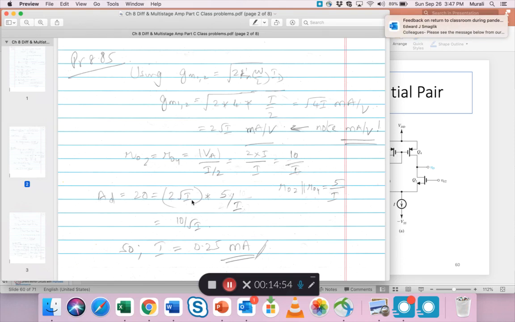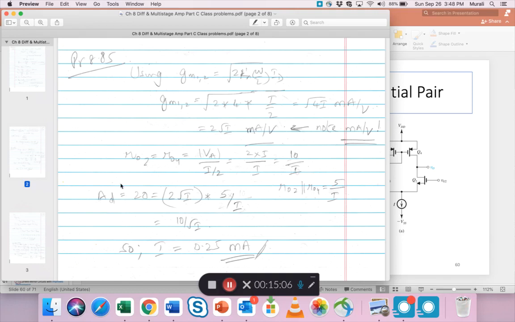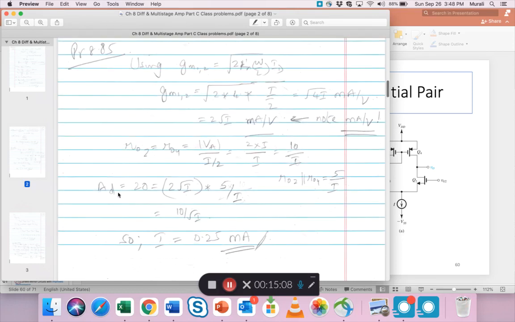This other 5 by I is the GM. So the formula is GM1,2 times RO2 in parallel with RO4, right? Sometimes that's written as capital GM, capital RO. Either way, you have a formula for AD with just one unknown, which is I. So from here you can solve for I equals 0.25 milliamps. Okay.